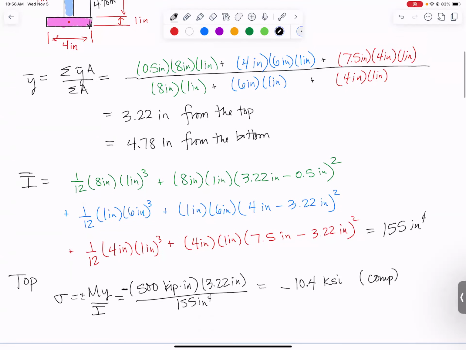If I want to find the stress at the bottom, exact same equation. Stress is plus or minus My over I. The moment is the same, 500 kip inches.